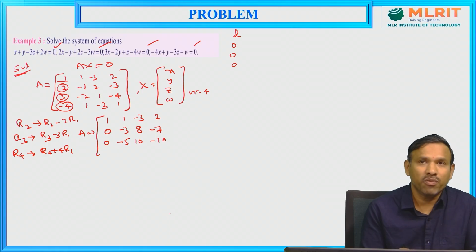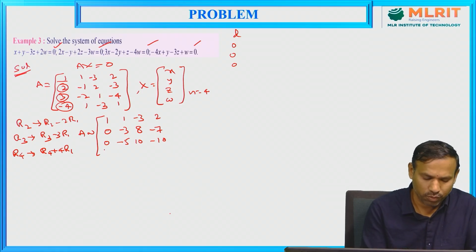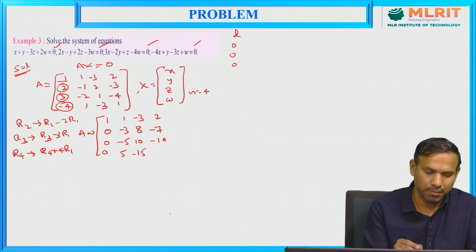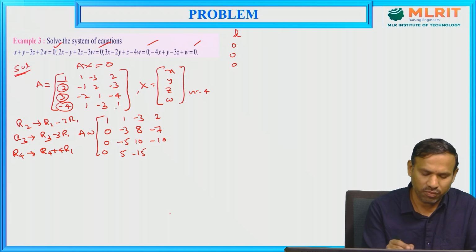Next R4 plus 4R1. R4 is minus 4, plus 4 times R1: minus 4 plus 4 is 0, 1 plus 4 is 5, minus 3 minus 12 is minus 15. Minus 3 and minus 12. Next 1 plus 4 times 2 is 8, so 1 plus 8 is 9.